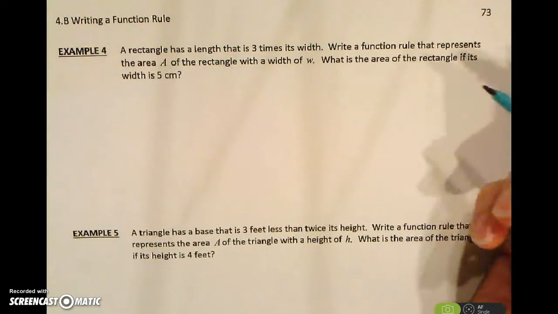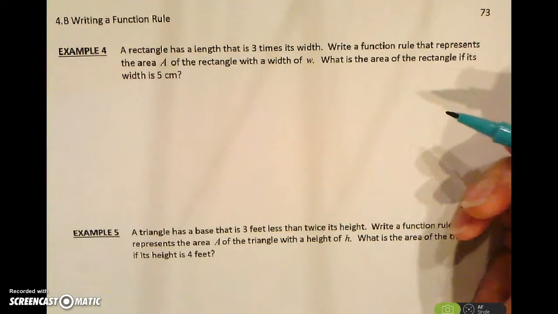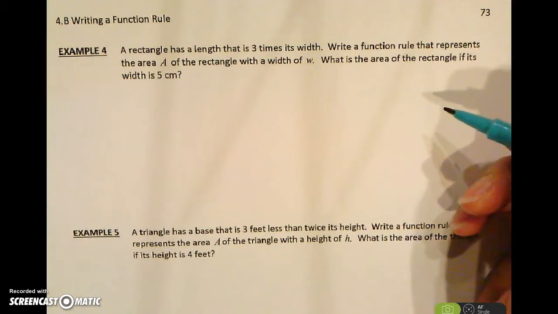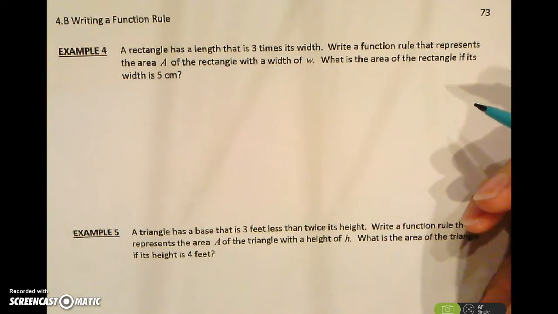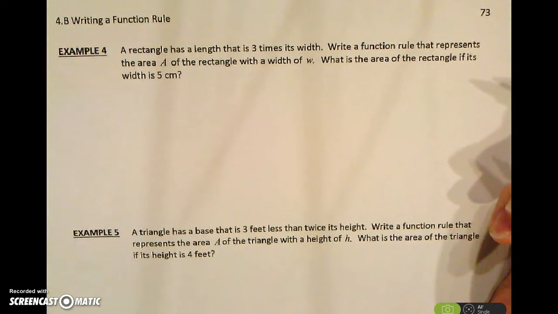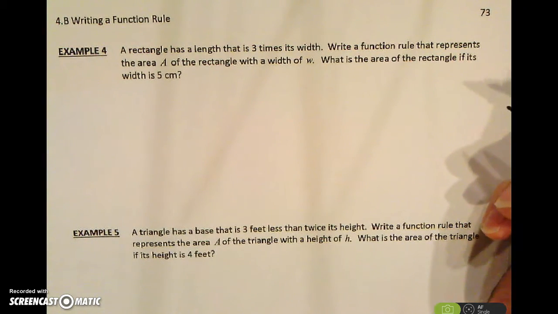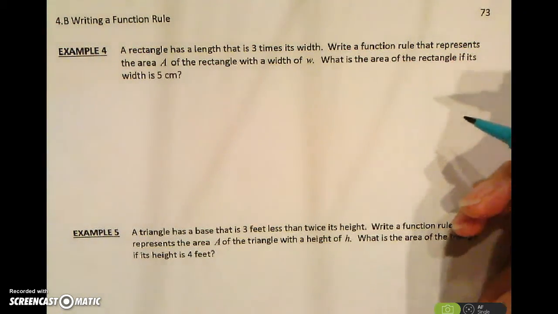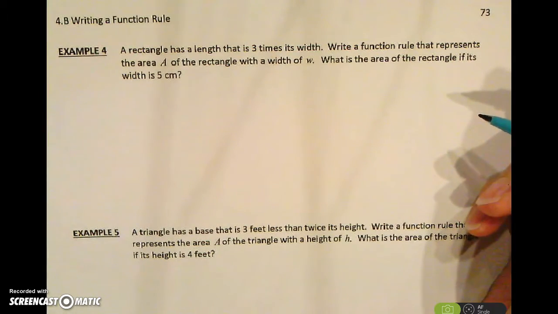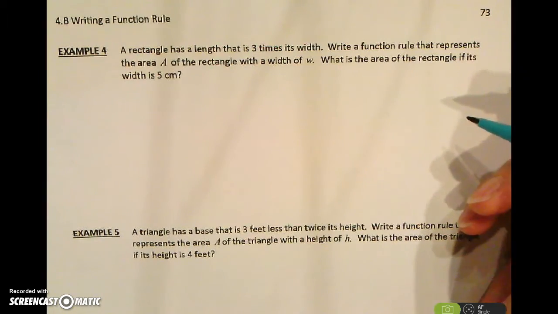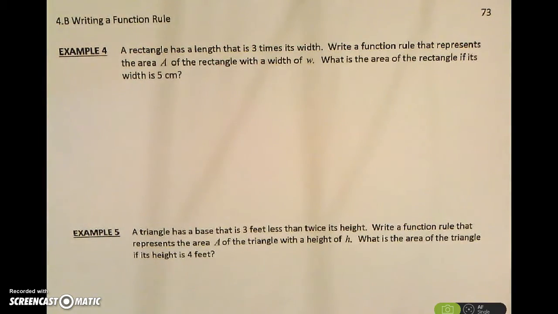For example 4, we're again going to write a function rule. A rectangle has a length that is 3 times its width. Write a function rule that represents the area A of the rectangle with a width of W. Then answer, what is the area of the rectangle if its width is 5 centimeters?